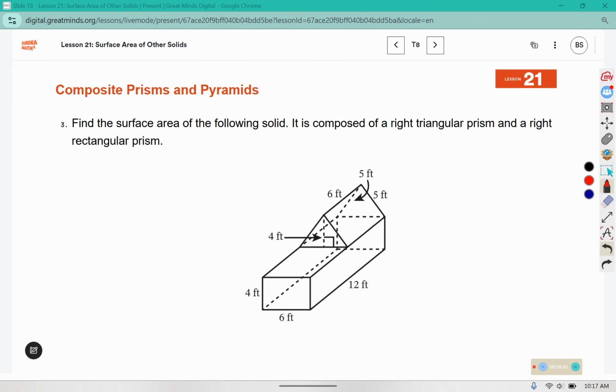Find the surface area of the solid. It's composed of a right triangular prism and a right rectangular prism. Let's organize our thoughts.